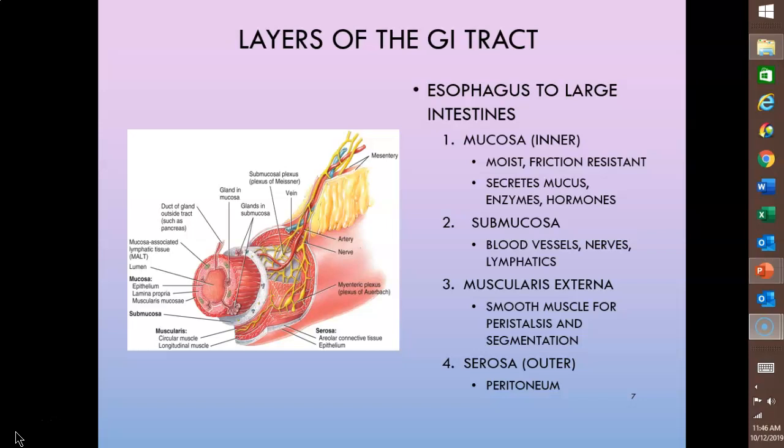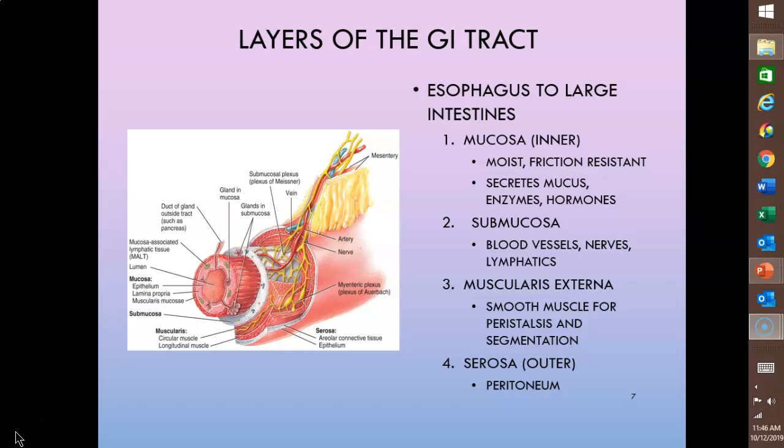The submucosa is made of areolar connective tissue, and it binds the mucosa to the muscularis. It contains a lot of blood vessels and lymphatic vessels that receive the absorbed food molecules. The mucosa can also contain some glands and lymphatic tissue.